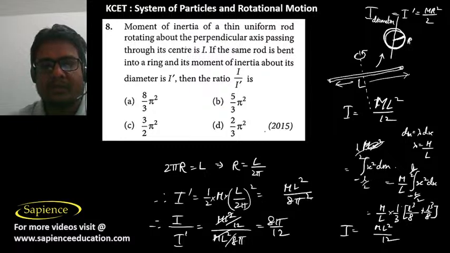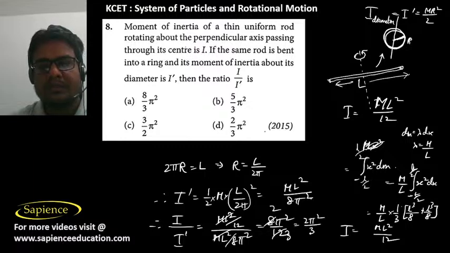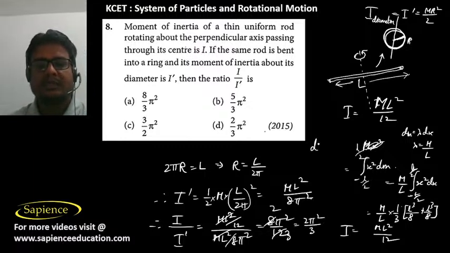Sorry, this is pi square. So 8 pi square by 12. 4 to the 8. Okay. So 4 2 is 8, 4 3 is 12. So this is 2 pi square by 3. So option D is the correct answer.